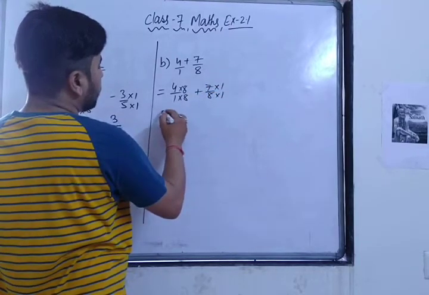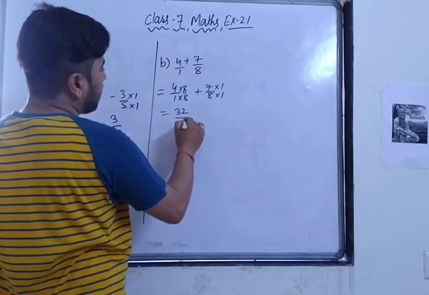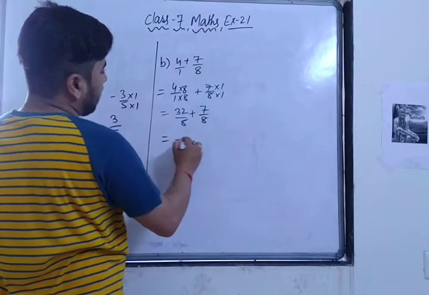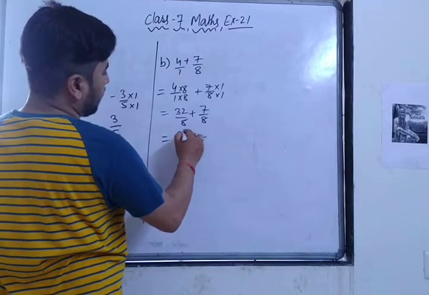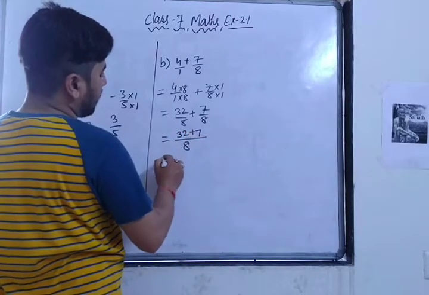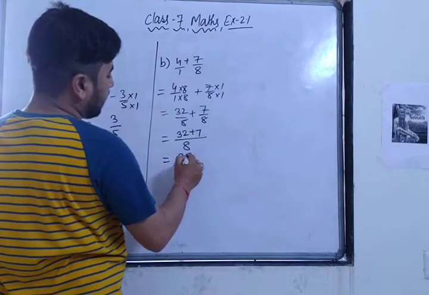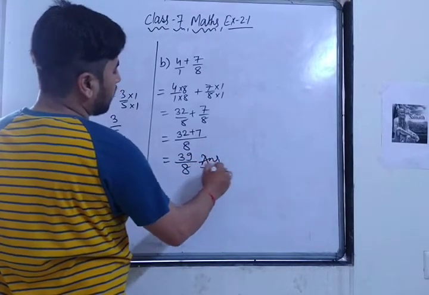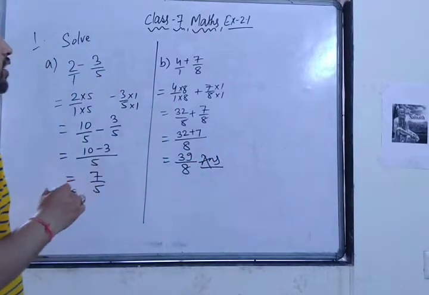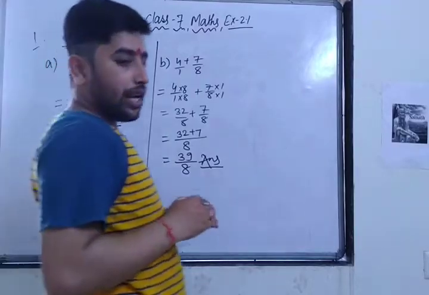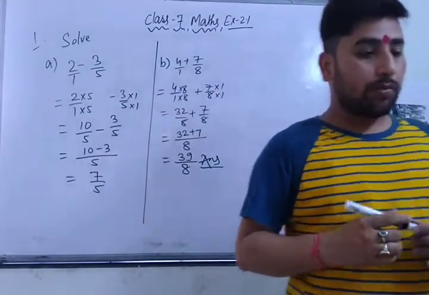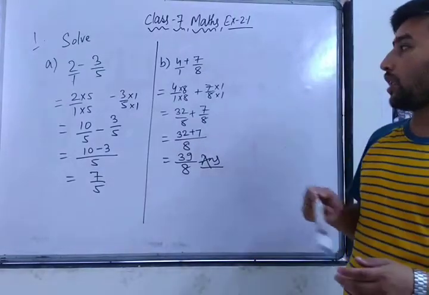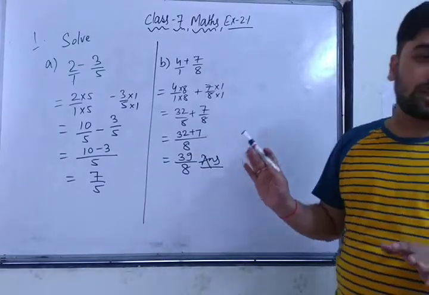4 eights are 32 upon 8. 7 ones are 7 upon 8. LCM 8. 32 plus 7, 32 plus 7, 39 upon 8. Got it? So in this way we can solve each and every question of question number 1. There are so many questions. 7 questions are there in question number 1. So just see how I am solving.